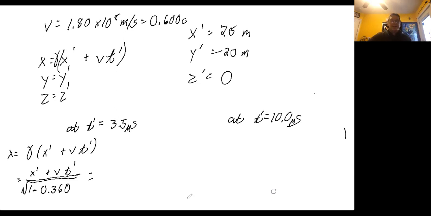And so you get, when you plug everything in, and again, you only have 2 significant figures. So that's 8.2 times 10 to the 2 meters.